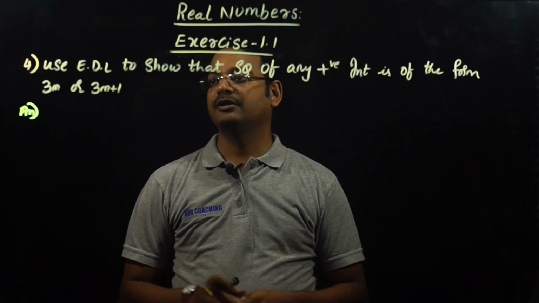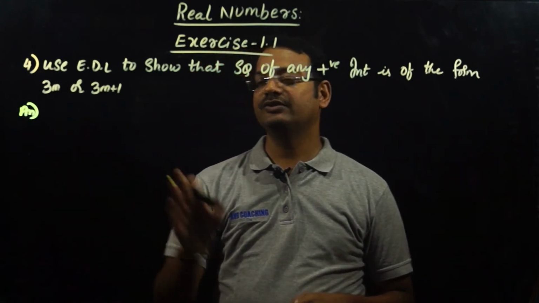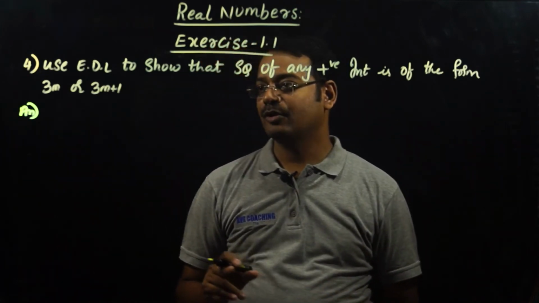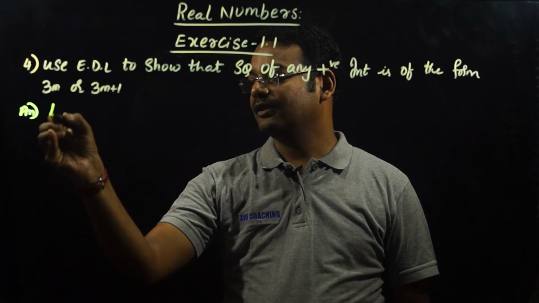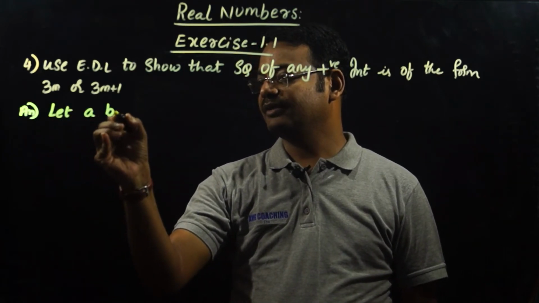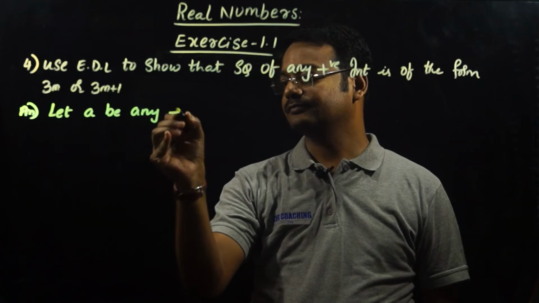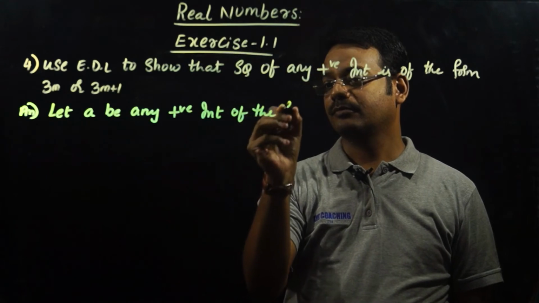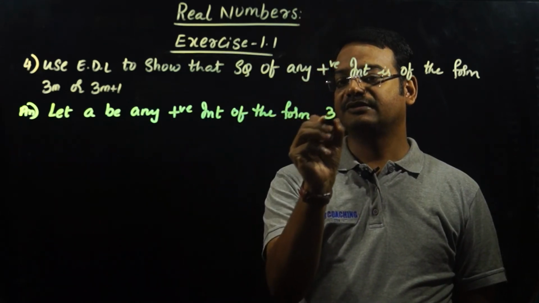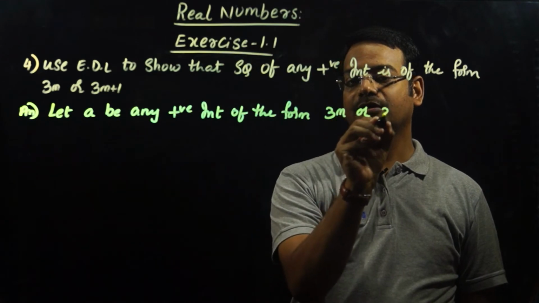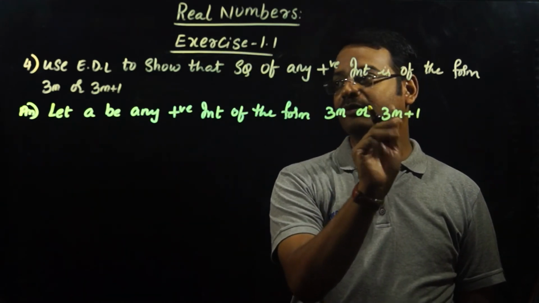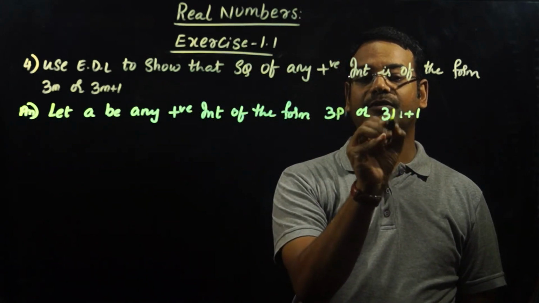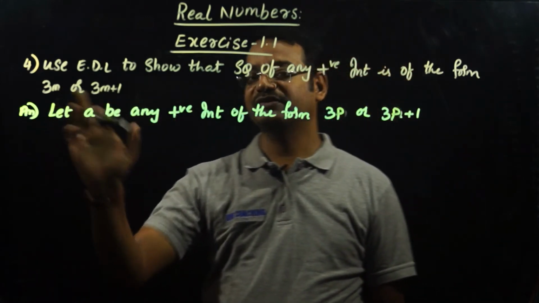The fourth problem is asking us to show, using Euclid's division lemma, that the square of any positive integer is of the form 3m or 3m plus 1. So let A be any positive integer of the form 3p and 3p plus 1. You need to take a variable other than what is given in your question.